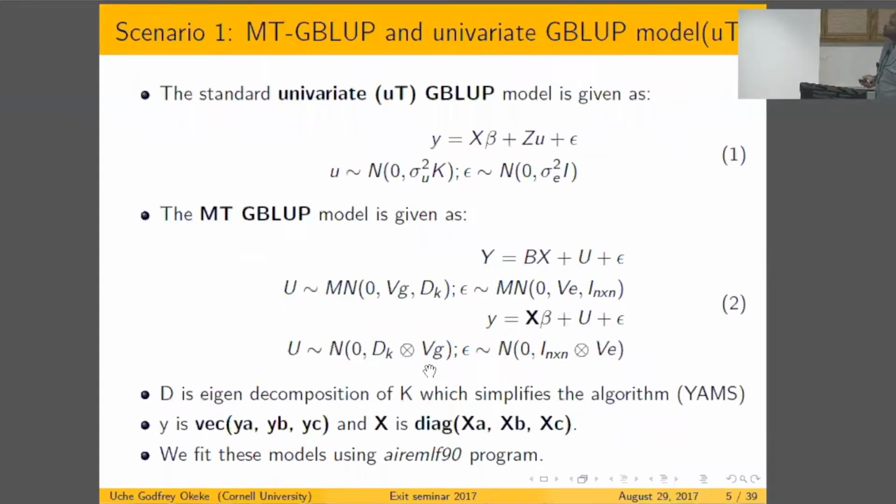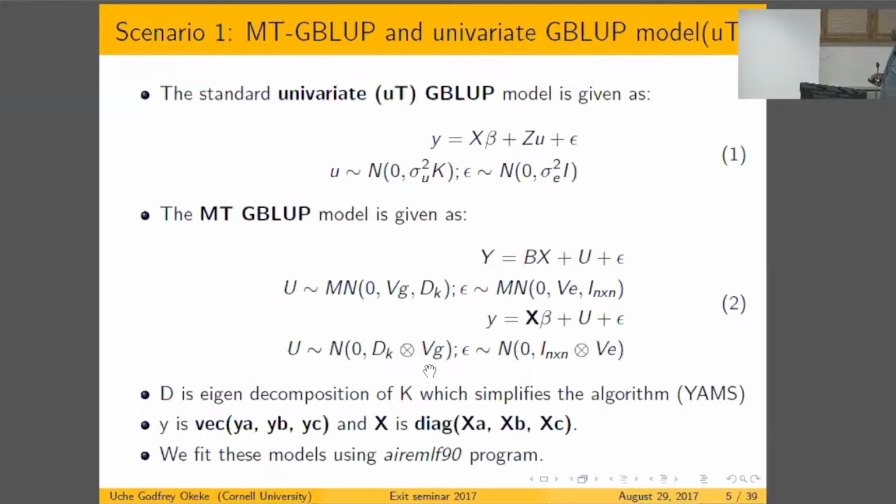So in scenario 1, we fit 2 interesting models. The first model is the basic G-BLUP model we call UT, and this is a single trait model. And then the genomic effects are coming from this distribution, given the genomic relationship matrix. In the same vein, we fit a multi-trait model, which is like this. And in this case, we have a matrix of traits, but then the distribution is different. And this is a matrix normal distribution.